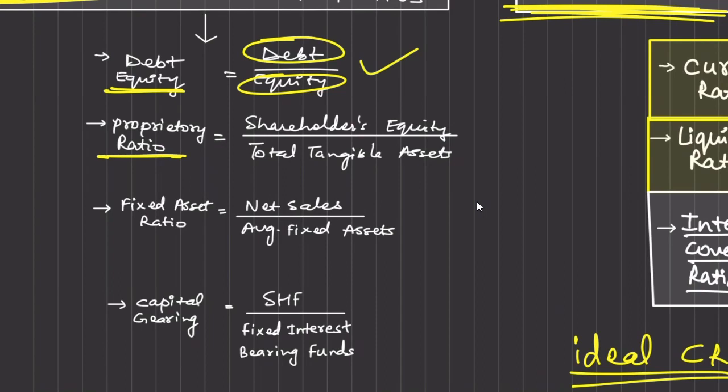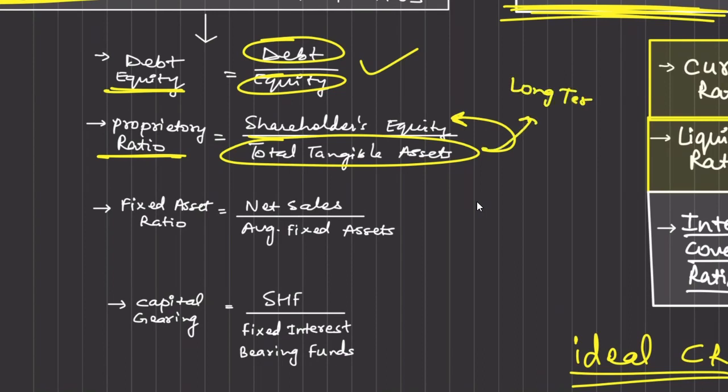Then we have the proprietary ratio, which shows how much percentage of the total tangible asset is financed by the company's equity. How much percentage of the total tangible asset is financed by the equity, because the balance would be financed by the long-term debts. Okay, or I would say your working capital. No, not the working capital, but your long-term debt. Sorry. So how much your tangible assets are being financed by your shareholders equity.